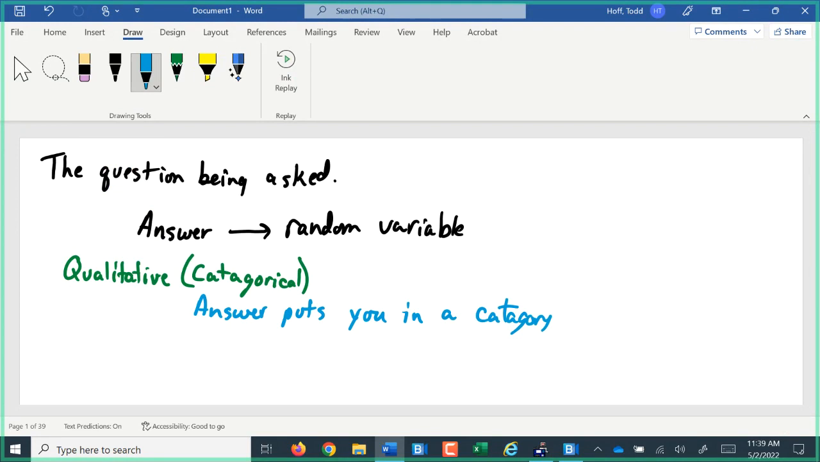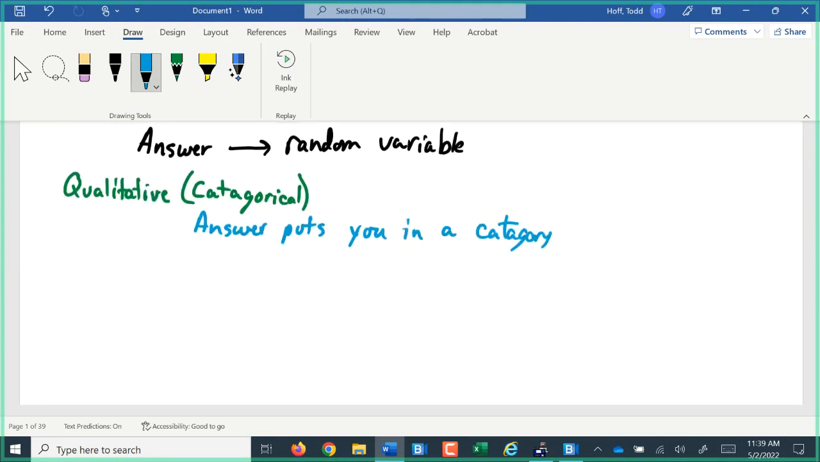One example we did for graphing was favorite color. Whatever you answer, that puts you in a category. Whether you're someone who likes red or blue or green, it puts you in that category of people who like that color. Any yes or no question is categorical. It puts you in or out. Multiple choice typically is categorical.